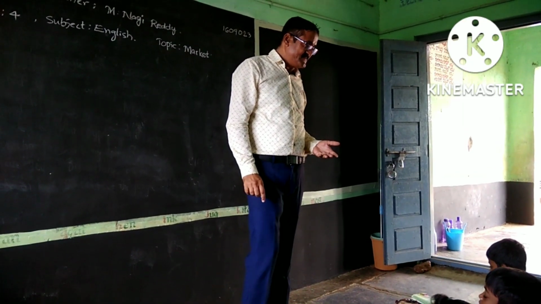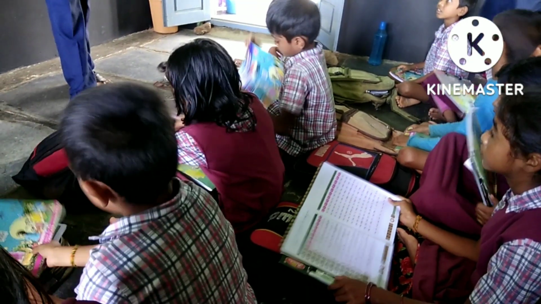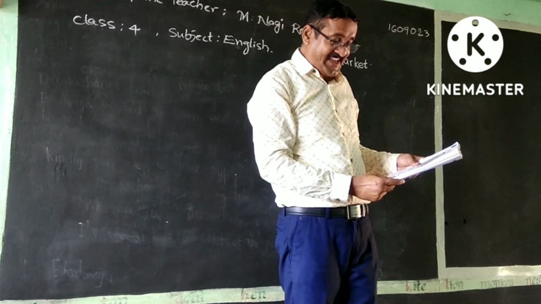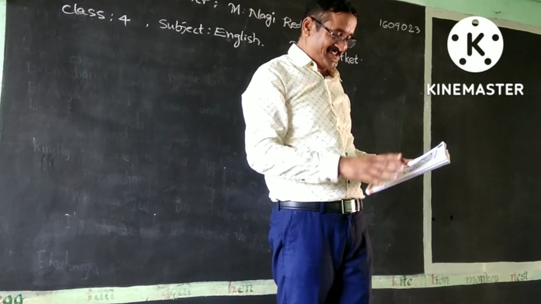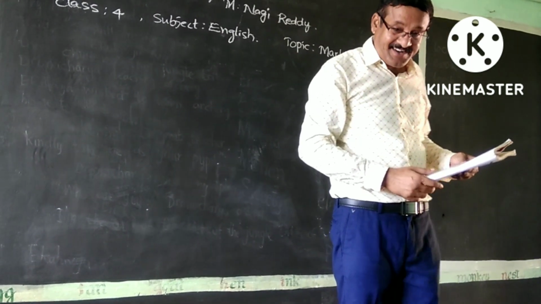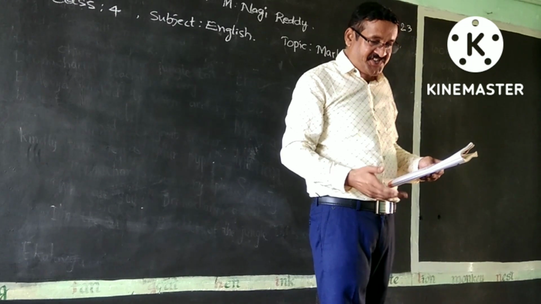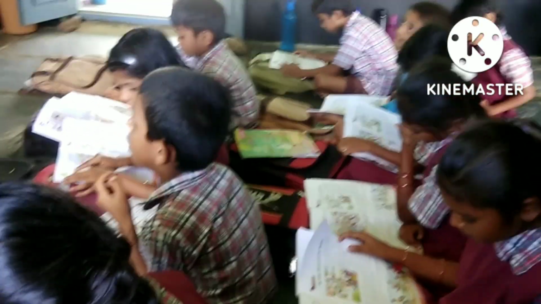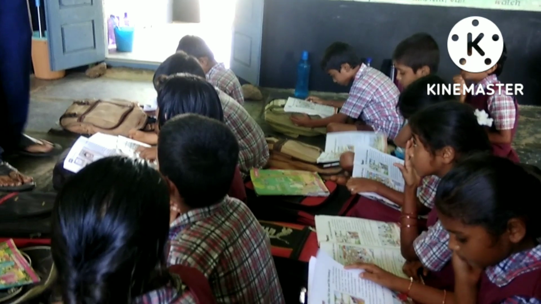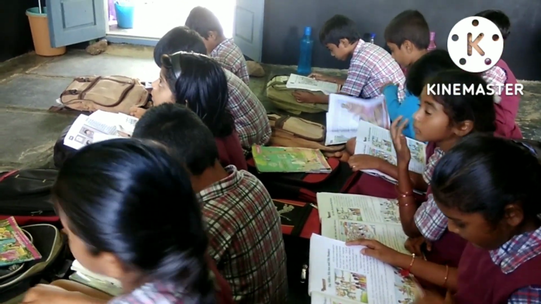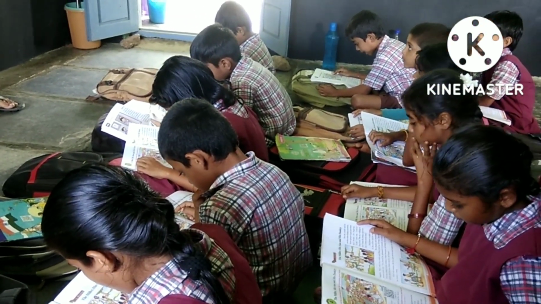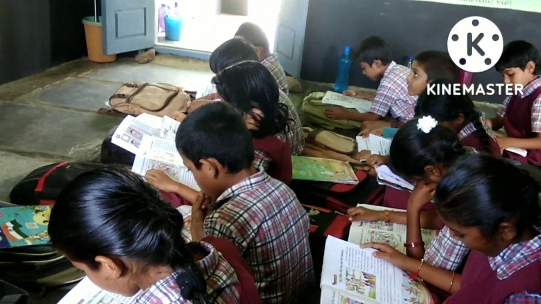In your hands? All of you. Fifth class also. Fourth class textbook. Open your English textbook. Where is the page number? At the bottom or top? Bottom. Observe it. I will give you two minutes. Look at the picture. What is the picture? First, look at it. What is happening there? Observe that. Why are you looking at me? Is it completed?